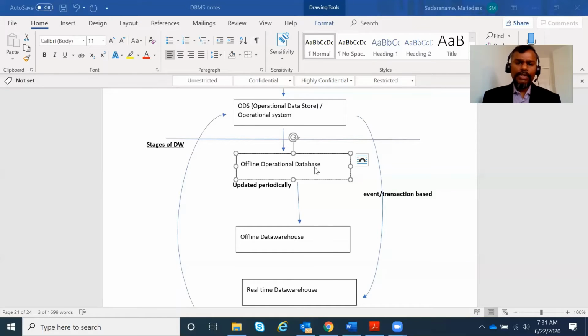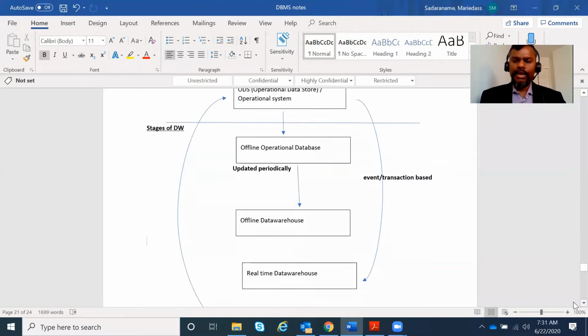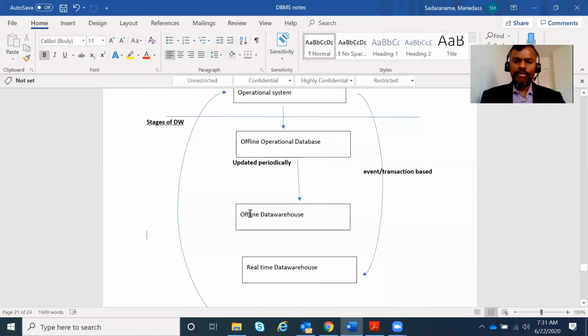So offline operational database and offline data warehouse. This is where the data scientists start to work. They try to find a lot of information. They try to find a lot of patterns. They start doing some reporting out of it. Now, so far it is all offline. It's not online and nothing is connected to the network.